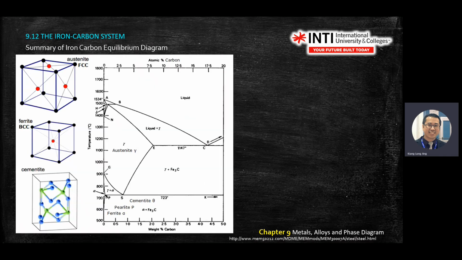Then I need to highlight the crystal structures that you have. In your gamma steel, what crystal structure is it? FCC. Then when you drop, you get alpha. So gamma is here, and this is FCC. And then alpha on this graph is somewhere here. We start to change from gamma to alpha. Over here, you start to see the BCC crystal structure. Then cementite is a bit complex.